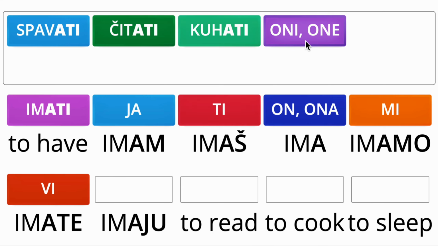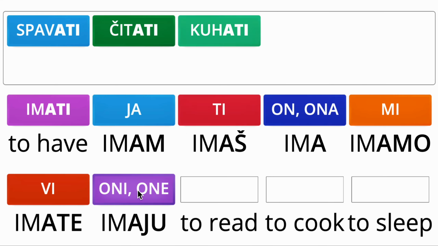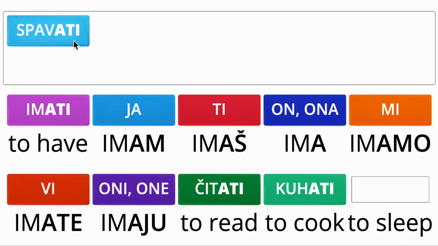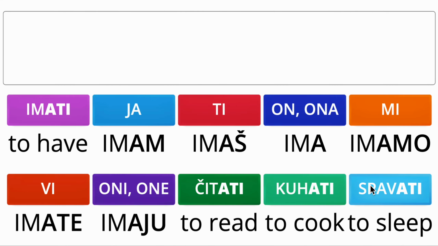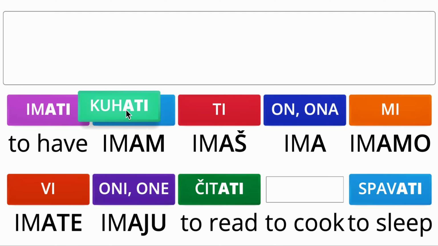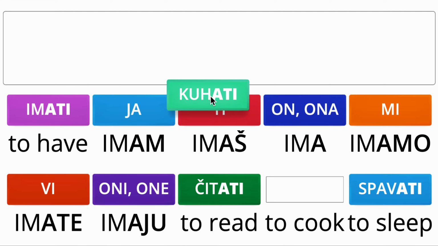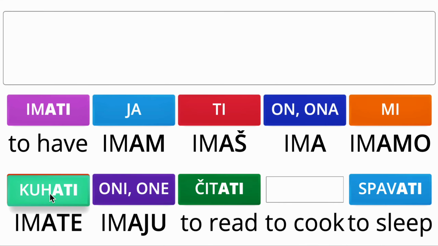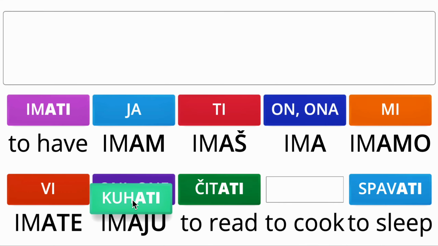imate, imaju. And that works for all regular verbs that end in ati, like čitati, kuhati, spavati. So for example, we drop ti and use the same endings. Kuham, kuhaš, kuha, kuhamo, kuhate i kuhaju.